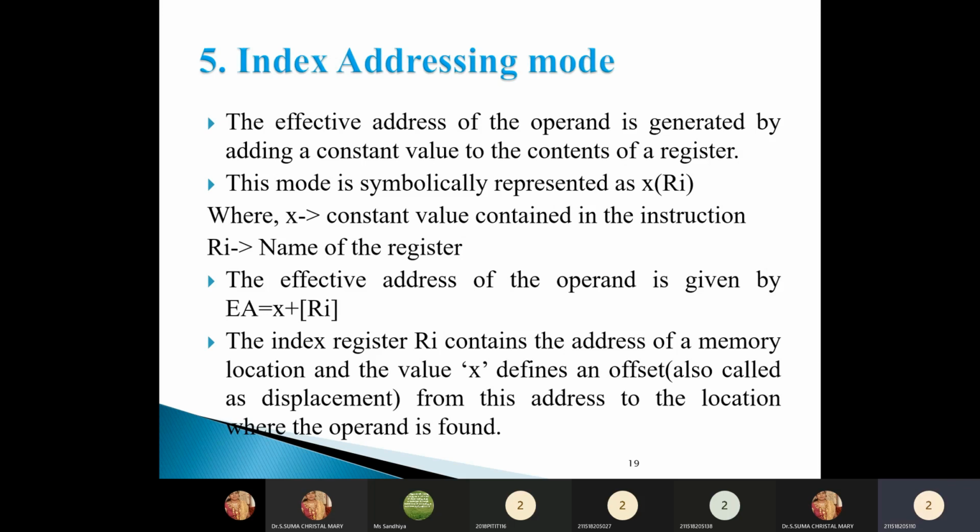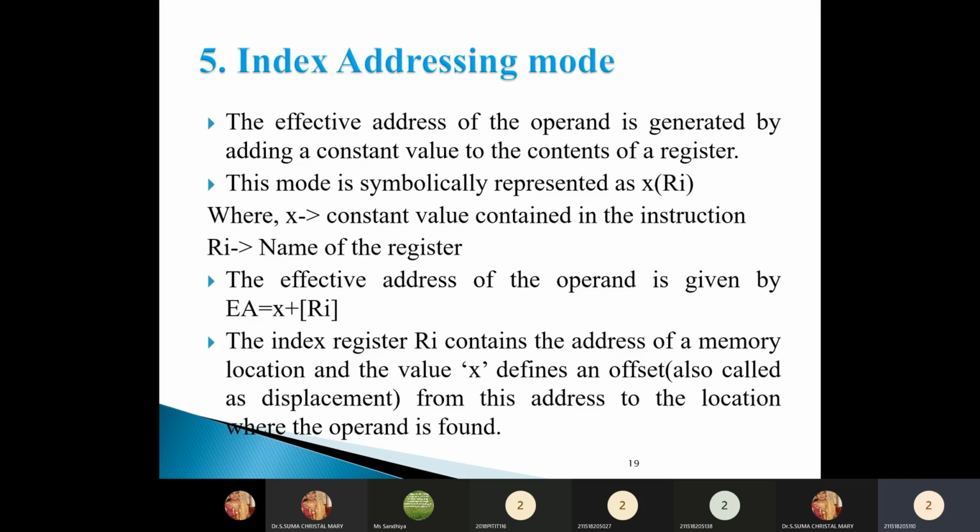Index addressing mode. In index addressing mode, the contents of the index register are added to the address part of the instruction to obtain the effective address. The address part of the instruction holds the beginning or base address and is called a base. The index register holds the index value, which is positive. The base remains the same, but the index changes.